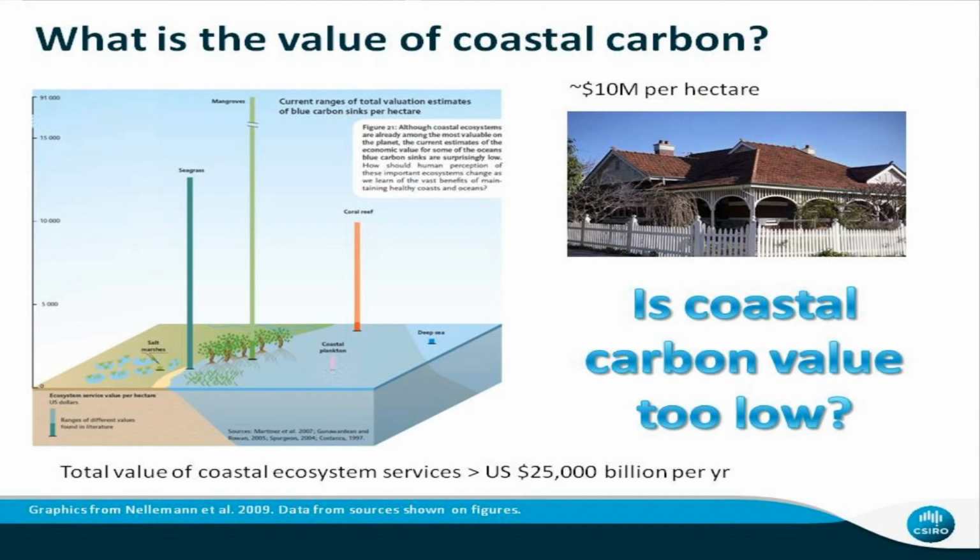But the problem is, once you put it into dollars, somebody can always pay more. So if I look at the average house price in Perth, it's 500,000 Australian dollars, about the same as a US dollar. That adds up to about $10 million per hectare. Is the coastal carbon value too low? Are we actually really capturing the true value of these systems? Having said that, the total value of current estimates is already US $25,000 billion per year. And I suggest it could be much more.